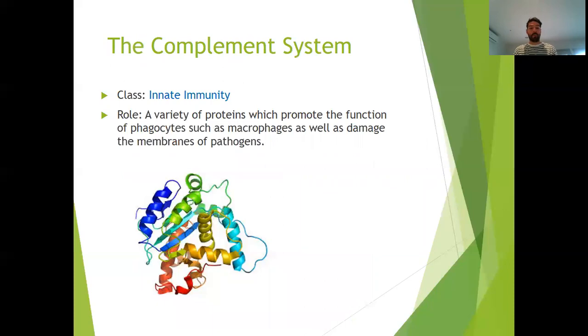The next one is the complement system. Now, this is again part of innate immunity, so it's very general, it's not specific. They're just a group of proteins which either help phagocytes work, so they might help a macrophage go and take a pathogen on, but they also start to damage the membranes of pathogens. So if a bacteria entered, some of these proteins would go and attach to the membrane of the bacteria and start to break it down. So again, it's still very generalized. They're not attacking a specific pathogen, it's a general response.